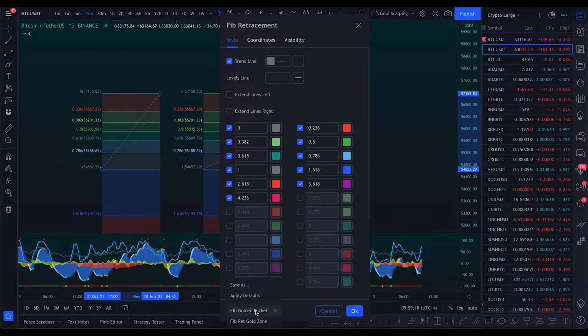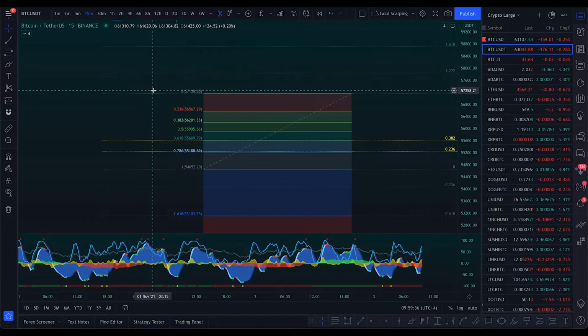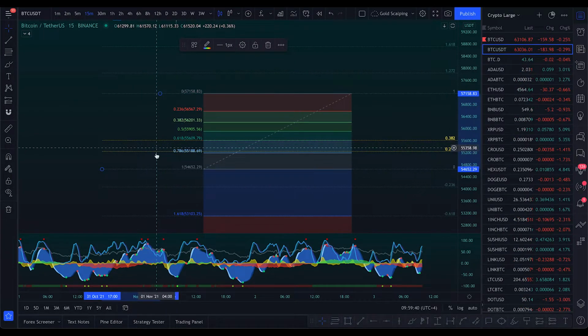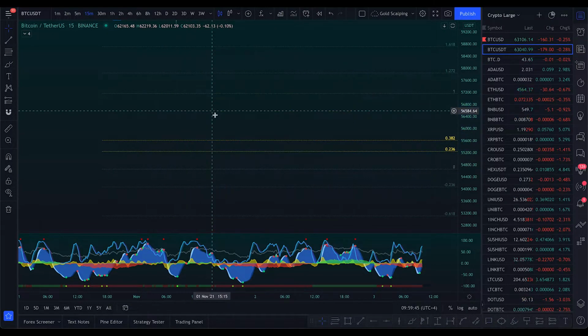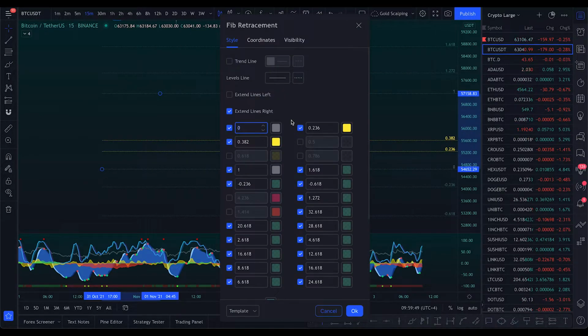Let me apply my template now. And those are the numbers that I like. You see, I just changed the numbers. 382, 236, but the golden pocket is still the same, still here, and this is what I'm looking for. So when the price moves from the bottom to the top, I want to look for a retrace. Where is going to be my retrace? On here, on this golden pocket, right? So let's forget this TradingView default horrible thing, and let's talk about my configuration.